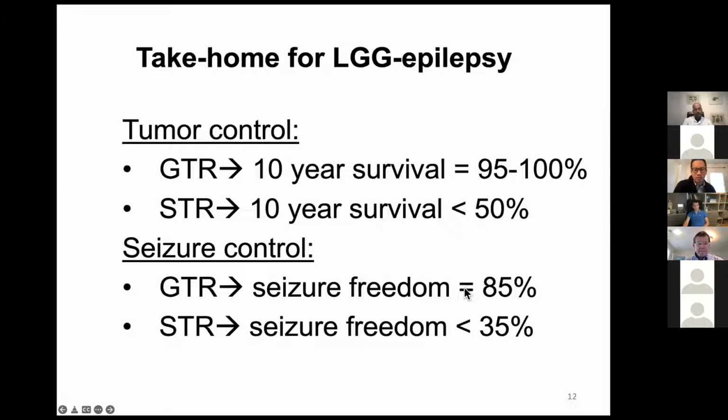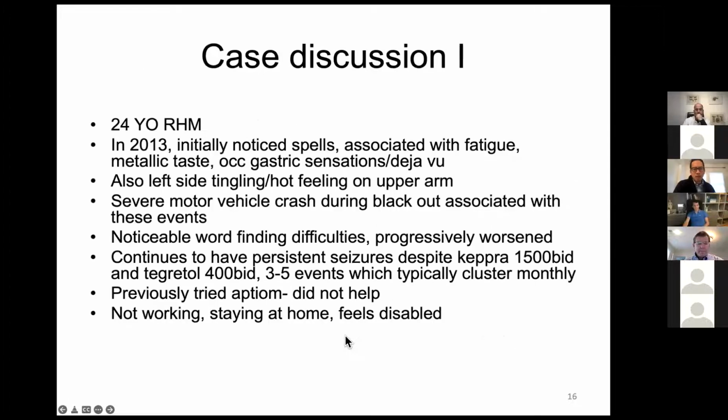So these are very similar numbers and are directly related. Subtotal resections are much, much lower. So in each one of these cases, we're really thinking about how to get good oncologic control and seizure control. They are directly related. So I just wanted to focus on a couple of cases, since this is really a focus on the operative approach and how we achieve both oncologic and seizure control outcomes.